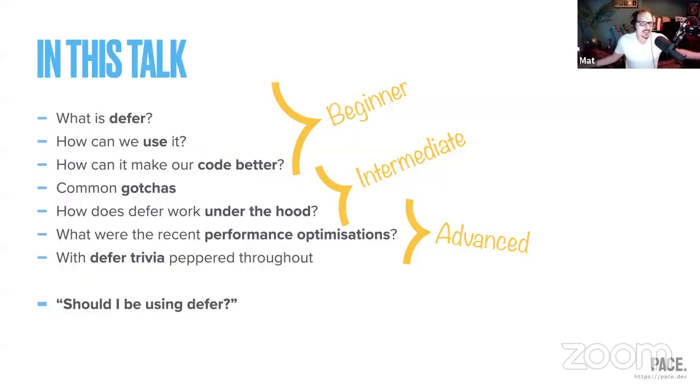So I'm going to tell you what defer is and how we can use it to make our code better. But we'll also look at some of the common gotchas and what's going on really under the hood, which helps us make decisions about where and when to use it. And then I'll show you some of the performance optimizations that have been going on over time. They do this sort of in the background, and we just get to benefit from these optimizations. I think it's a great thing that we don't have to worry too much about that kind of thing. We can just be users of it.